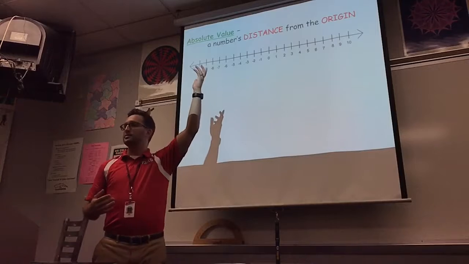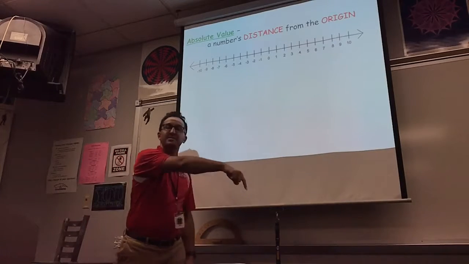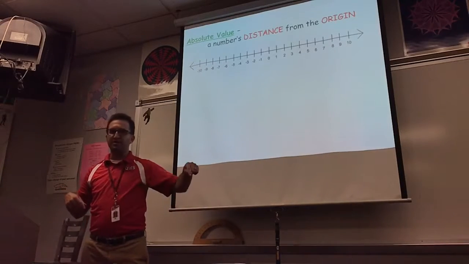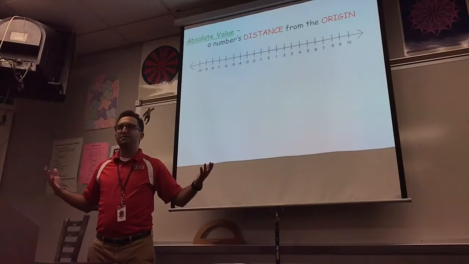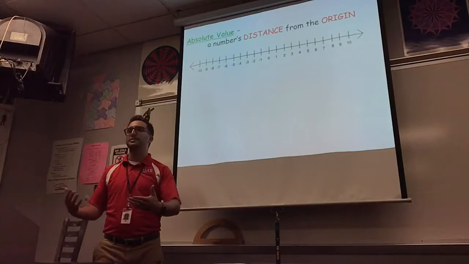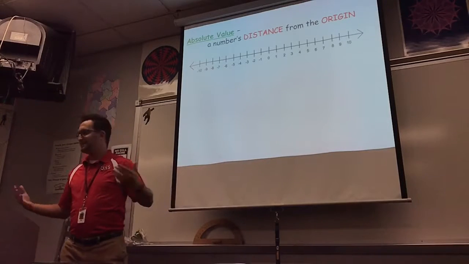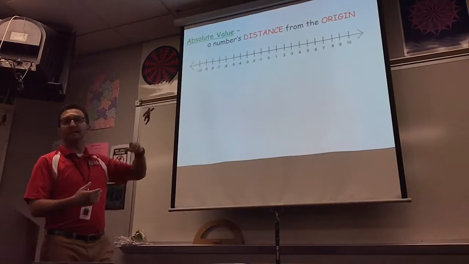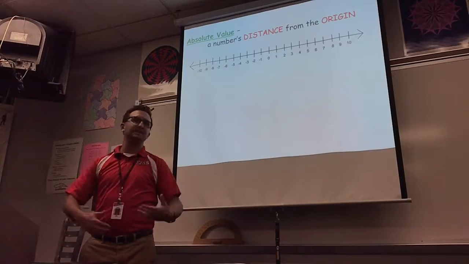What do we know about distance then? If I take 5 steps positive and I take 5 steps negative, both times, how many steps did I take? 5. I took 5 steps both times. So what do we notice about all distances? What can they not be? Distance can't be negative. So therefore, what do we know about absolute values? Absolute values can't be negative.